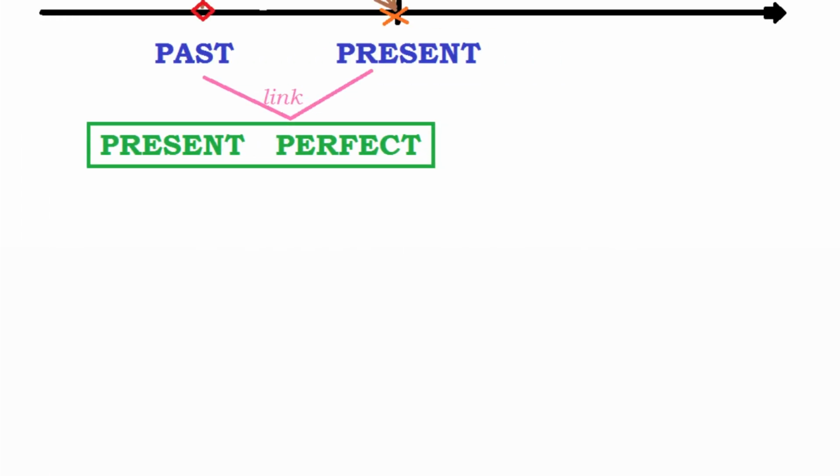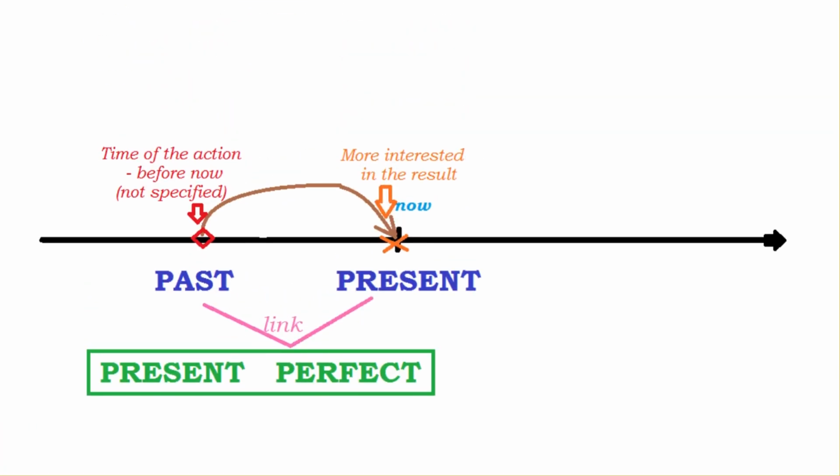We use the present perfect to refer to events in the past, but which connect to the present. The present perfect is used to indicate a link between the present and the past. The time of the action is before now, but not specified, and we are often more interested in the result than in the action itself.